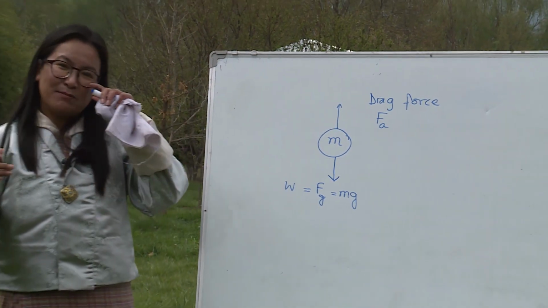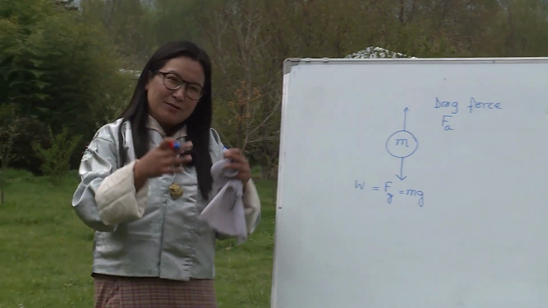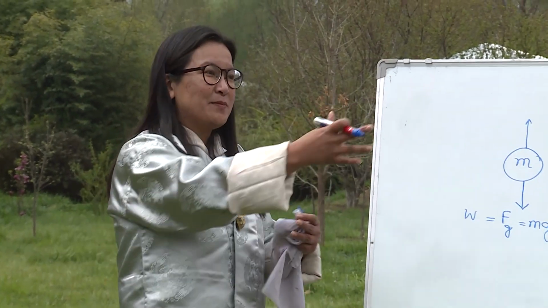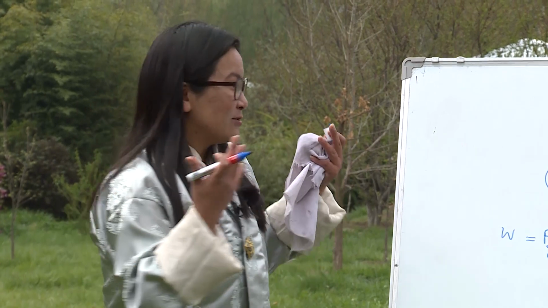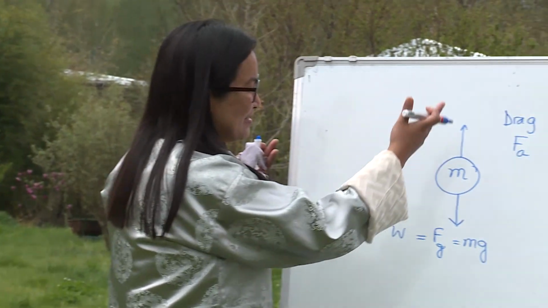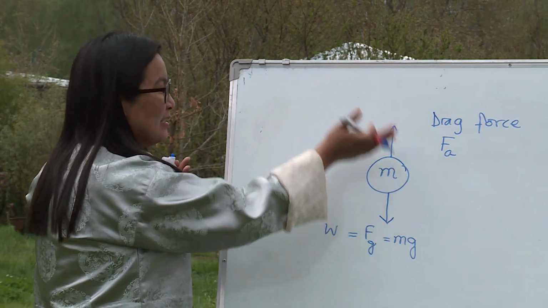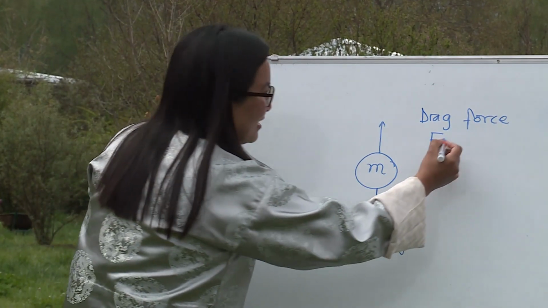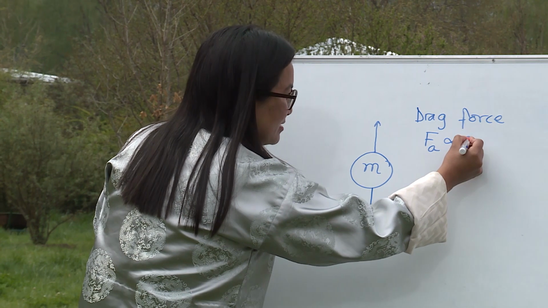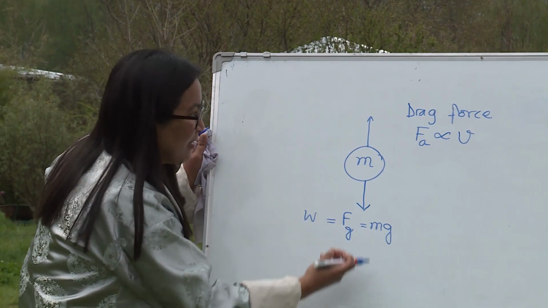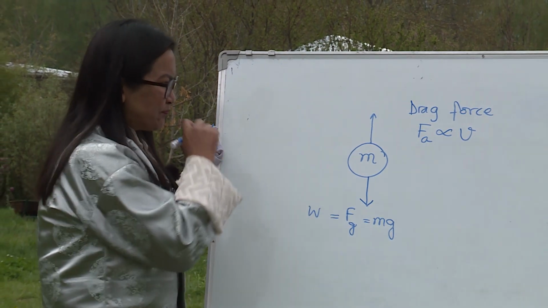You can take the example of riding a bicycle. As you go slowly, your hair is blown slowly. But if you increase the speed, your hair flies away. That is the same thing. When there is an increase in the speed, there is an increase in the opposite force. So this drag force is directly proportional to the velocity. The more the velocity, the more the drag force.